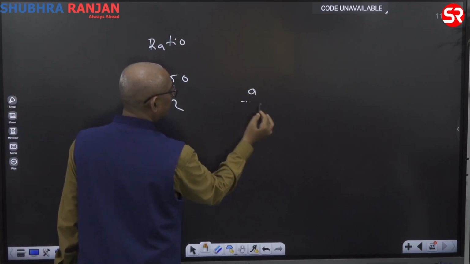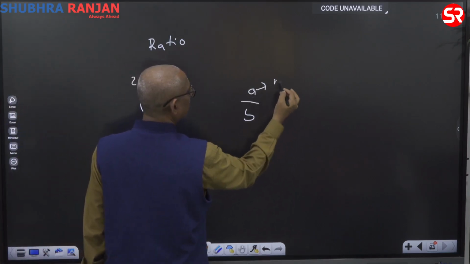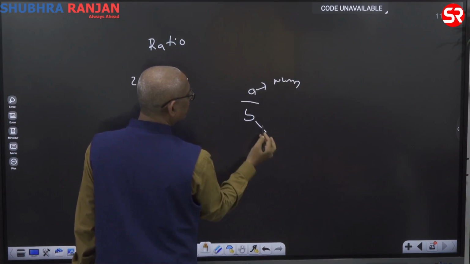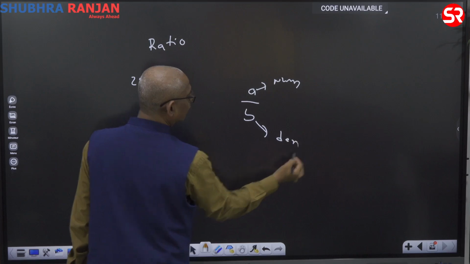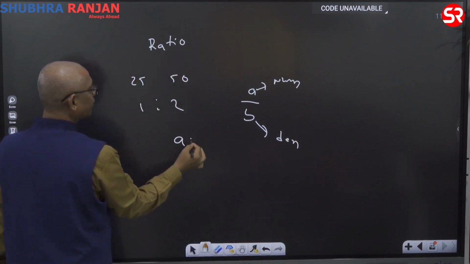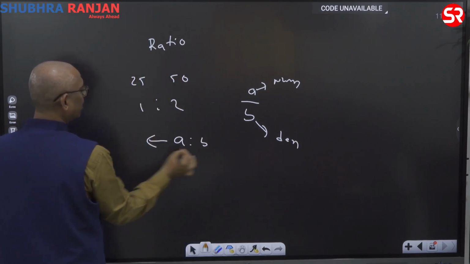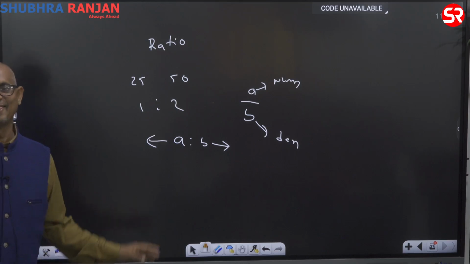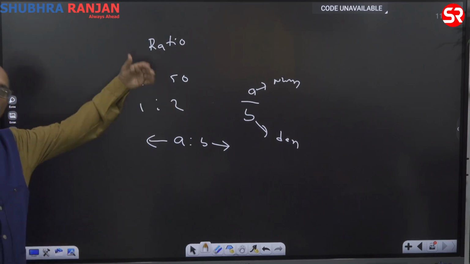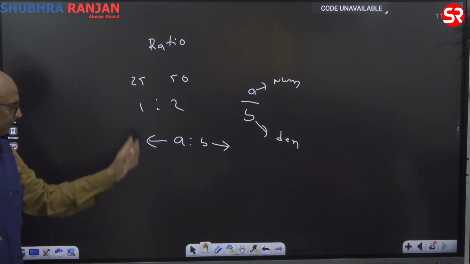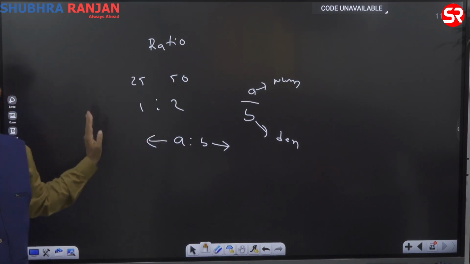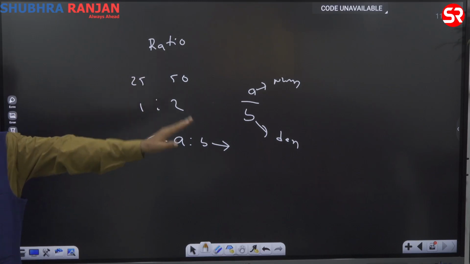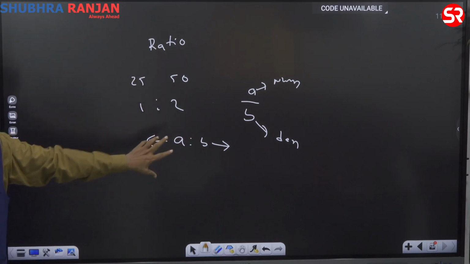But my question is, if A by B, A is called numerator, B is called denominator. If you note it as A is to B, what is A and what is B? In A by B form, A is numerator and B is denominator. In A is to B form, A is called antecedent and B is called consequent. The questions will be asked like this.